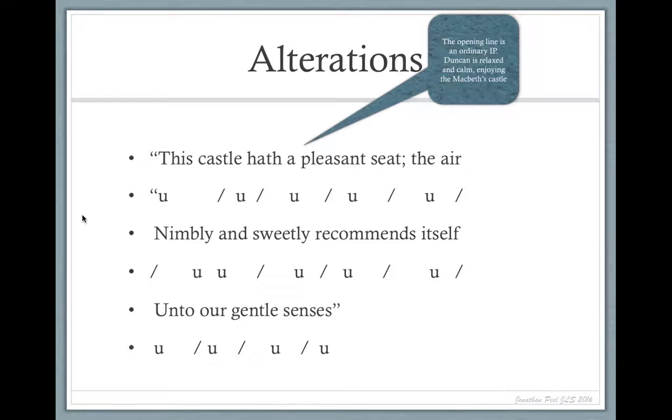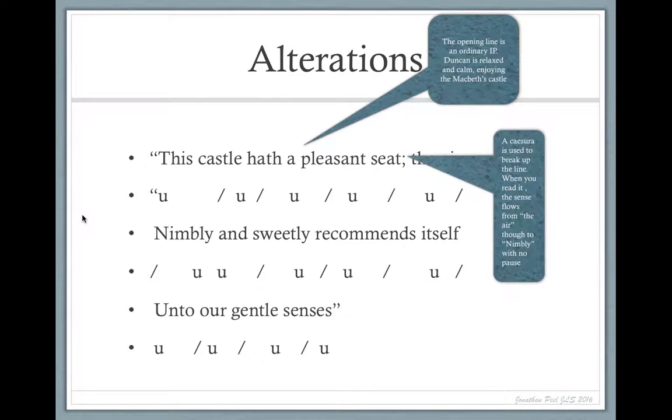He is, of course, the highest status person around at the time. But if we break the line down, "this castle hath a pleasant seat." There's a semicolon there, so we get "this castle hath a pleasant seat." "The air," and he carries on. Now this break in the line here before the final pair of syllables is technically called a caesura. And caesuras are breaks in a line of poetry caused by punctuation.